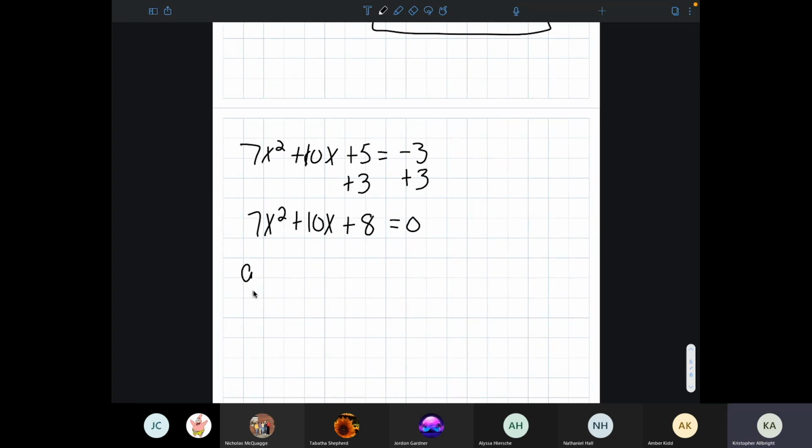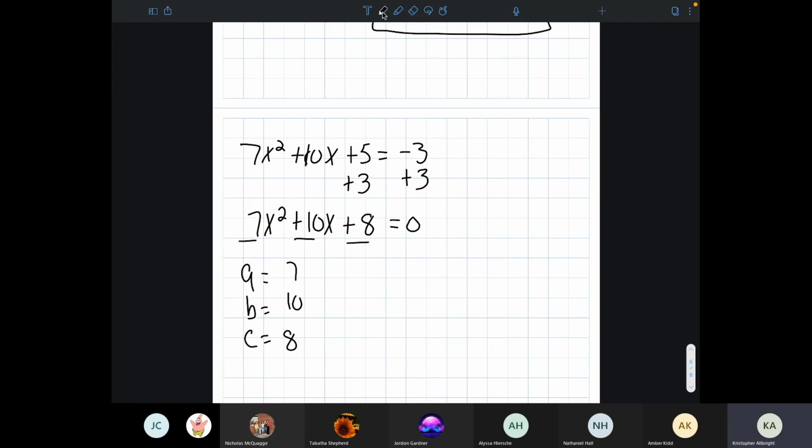Now we identify our A, B, and C. 7, 10, and 8. They're all positive. You have to take your signs with you. So be aware of that. If you do have like a negative 7 right here, it can't just be 7 down here. It has to go with it.